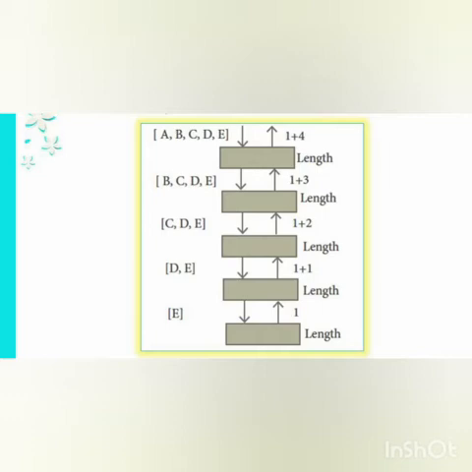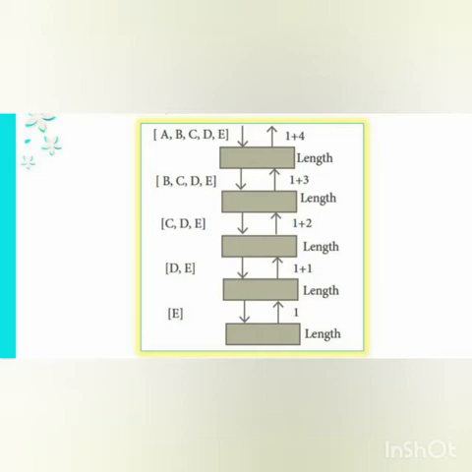Here the last solver received E as the input, since E is small enough. So the solver E immediately produces the output 1 to the previous one. Here D is the previous one, so D receives the output and adds 1 to it. So 1 plus 1 is equal to 2.